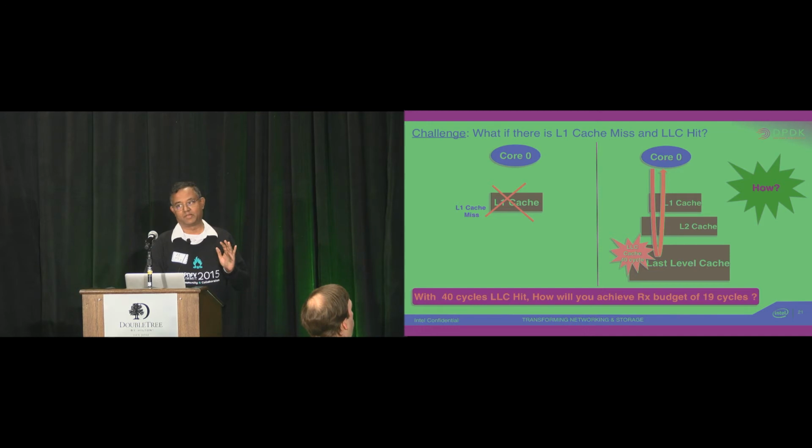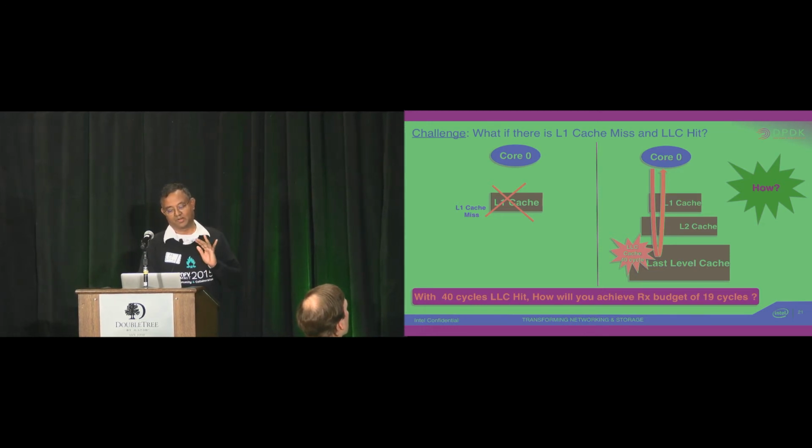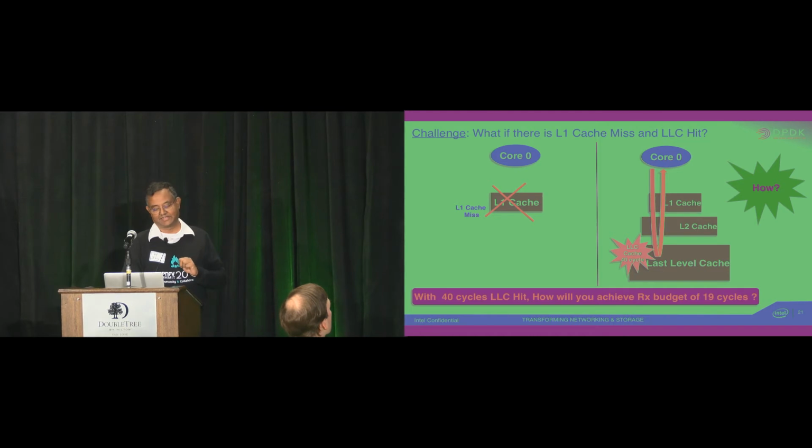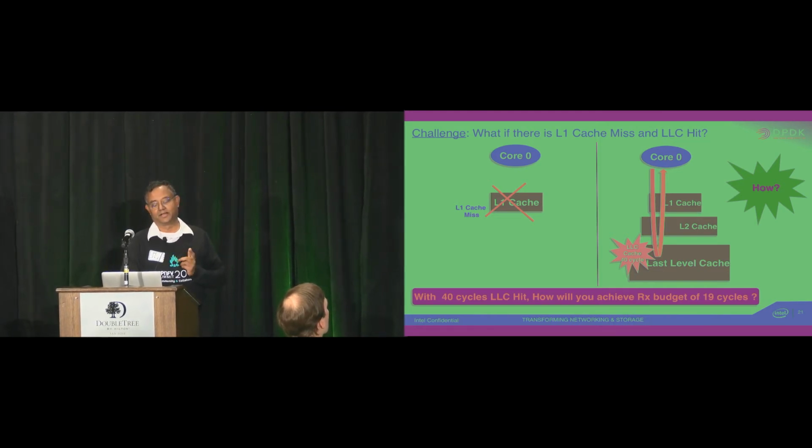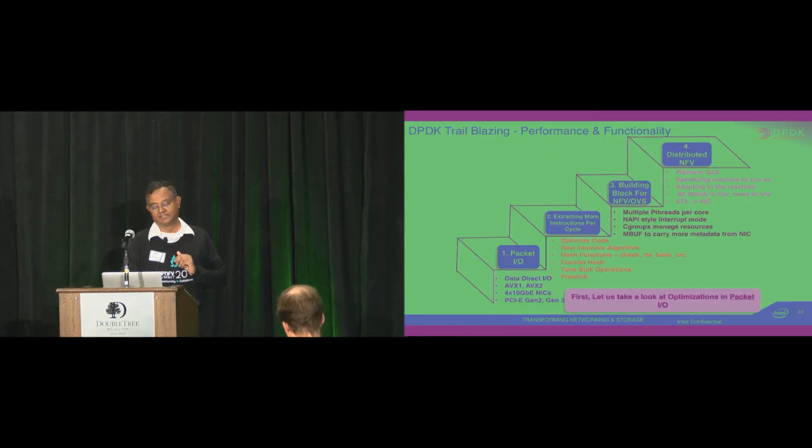We are not even talking about memory. We are not even talking about all the cache being missed. We are talking about a last level cache hit. The cost is 40 cycle latency. With 40 cycle latency, how are you going to achieve 19 cycles? That's the problem at hand. So how do we solve it?